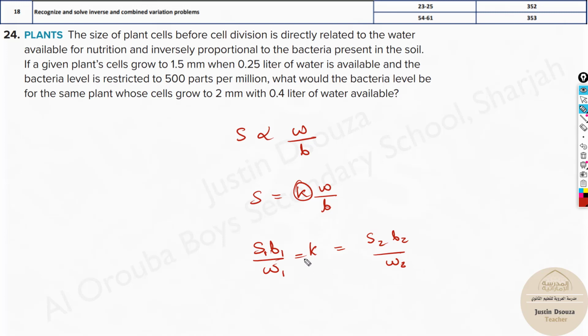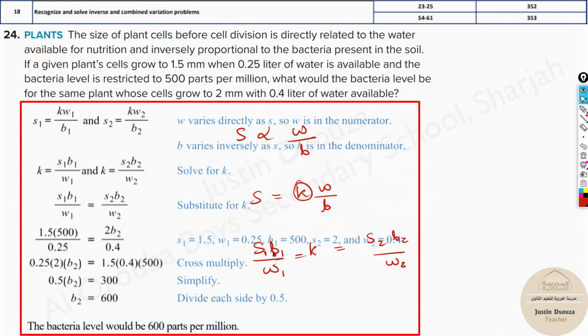Now you just substitute all the values. What do we know over here? Just substitute it, and then directly put it in the calculator and solve it. I'll just show you over here. So you substitute this. S1, B1, W1 is equal to S2, B2, W2. And over here they have given 1.5, 500, 0.25. Substitute the same thing in the next one. Only one is unknown, that is how much bacteria level is there, right? So just solve the entire thing and you will come to know 600 parts per million is there.